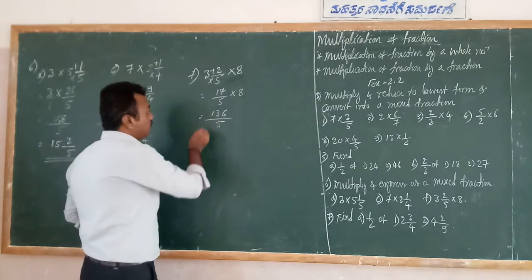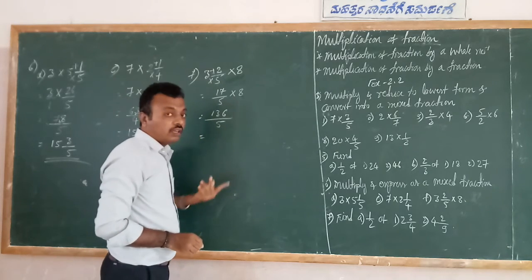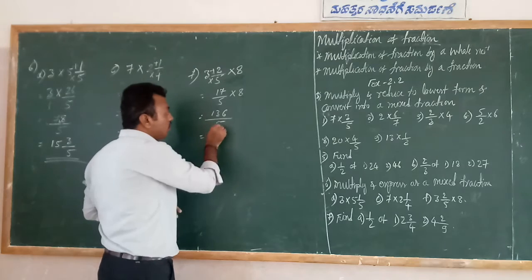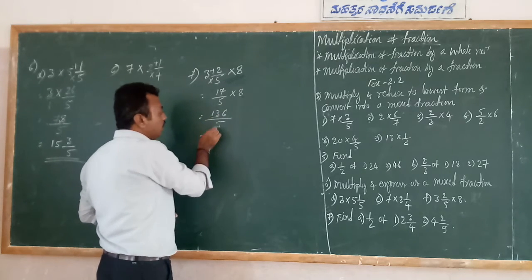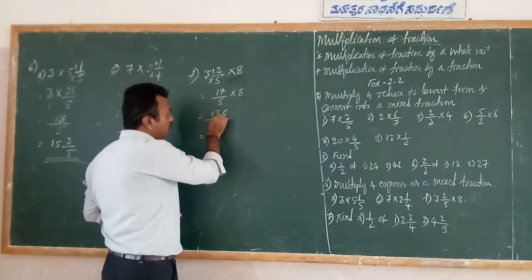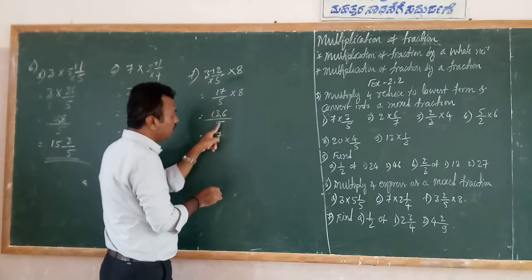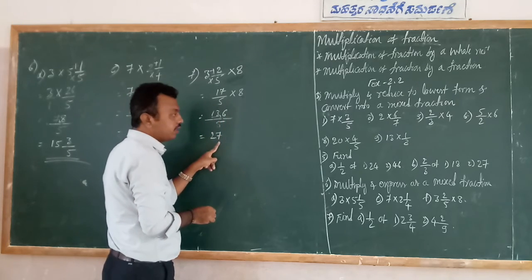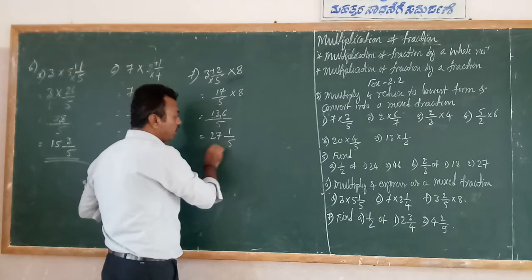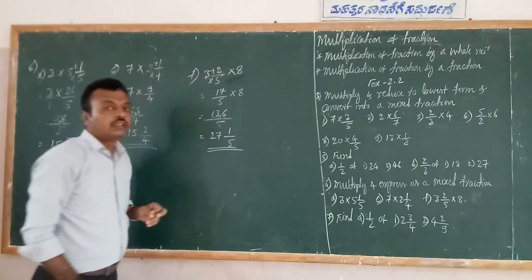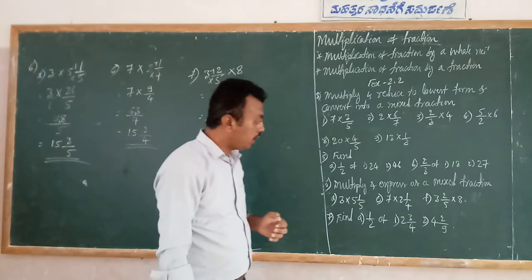Okay, that's one. Next, 136 upon 5. You have to convert it from improper to a mixed fraction. So 5, you have to consider two digits. 5 twos are 10. What is the remaining? 3. 36 becomes 5 sevens are 35. Here 36 is there, here 35 is there. What is the remaining? 1. That you have to write in the numerator. What is the remaining here? 5. So 27 1 by 5 is the mixed form of 136 upon 5. Can you understand? So like this we have to solve it.